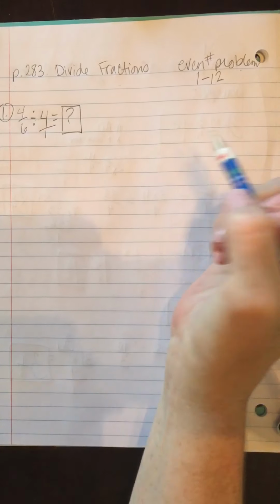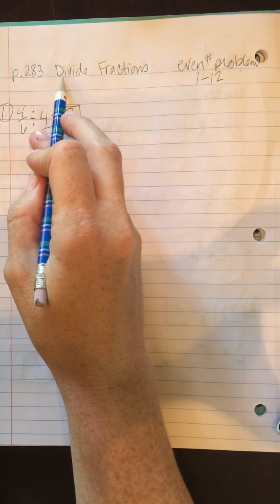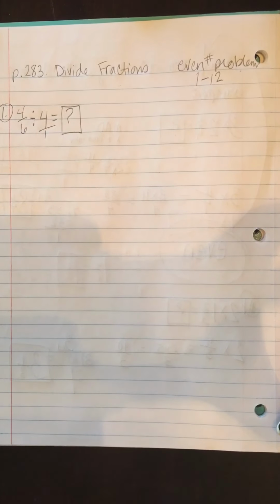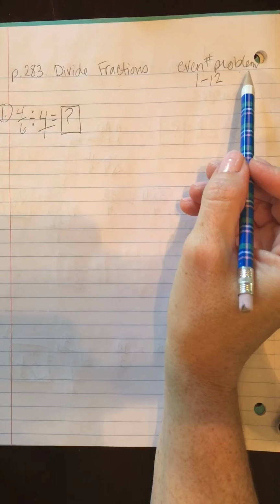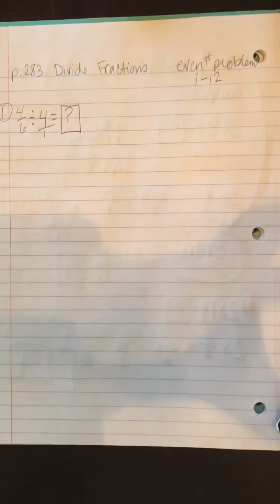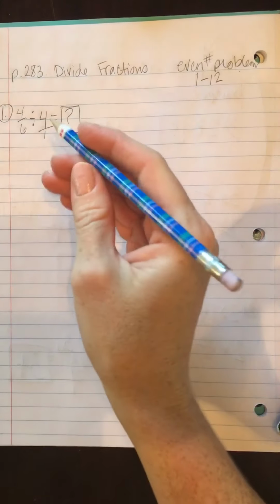Okay, so here is our next lesson. We are on page 283. We're going to learn how to divide fractions. For today's lesson, for homework, you're going to have to do your even number problems, numbers 1 through 12. So you're going to be working on problems number 2, 4, 6, 8, 10, and 12. So I'm going to give you some examples using our odd numbers.